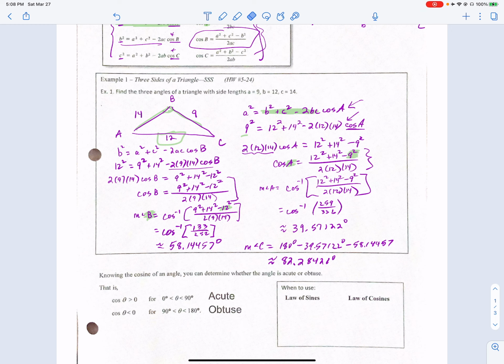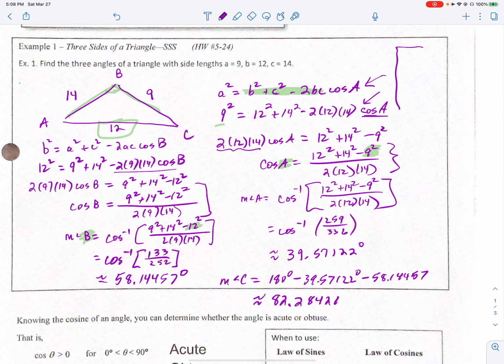And then, as always, I want an answer box on those. Okay, so an answer box where we get to 2 decimal places. Measure of angle A, 39.57 degrees. Measure of angle B, 58.14. And measure of angle C, 82.28.